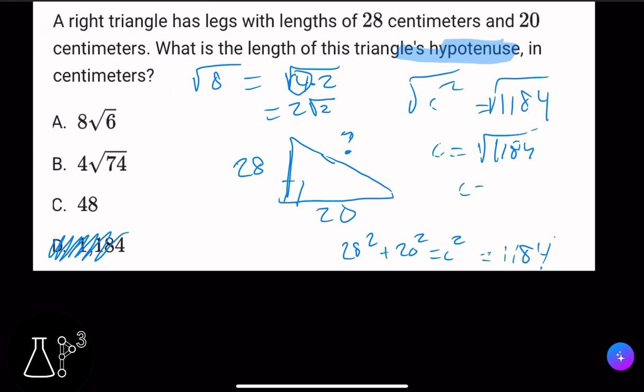And 16 is indeed a perfect square because it can be square rooted to 4. Therefore, C equals the square root of 74 multiplied by 16. The 16 is going to get squared out, which is going to be 4. So I'm going to have 4 square root of 74, and my answer is going to be B.